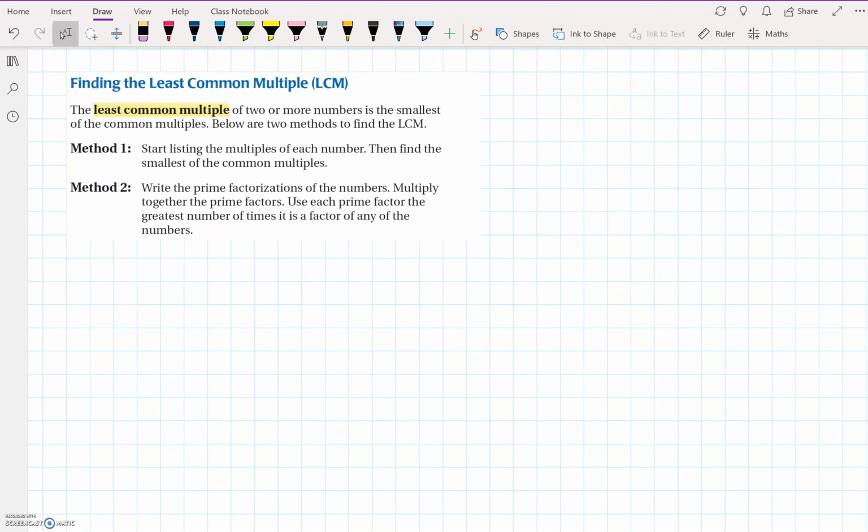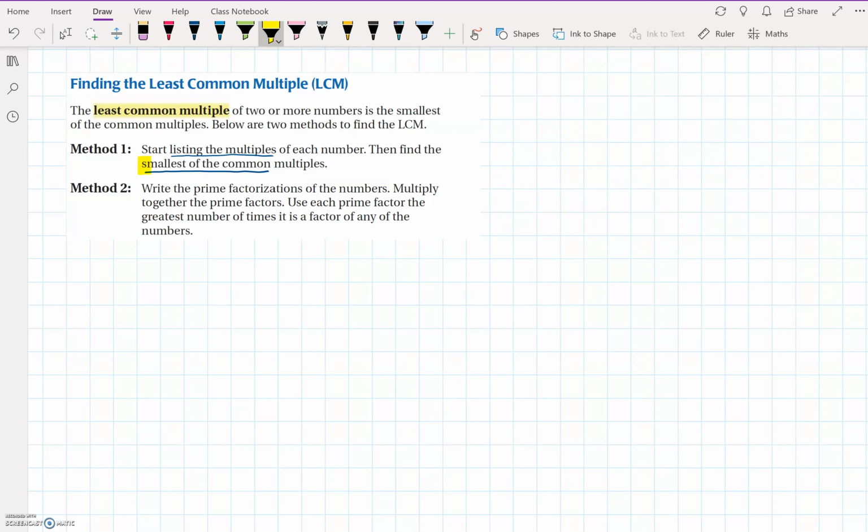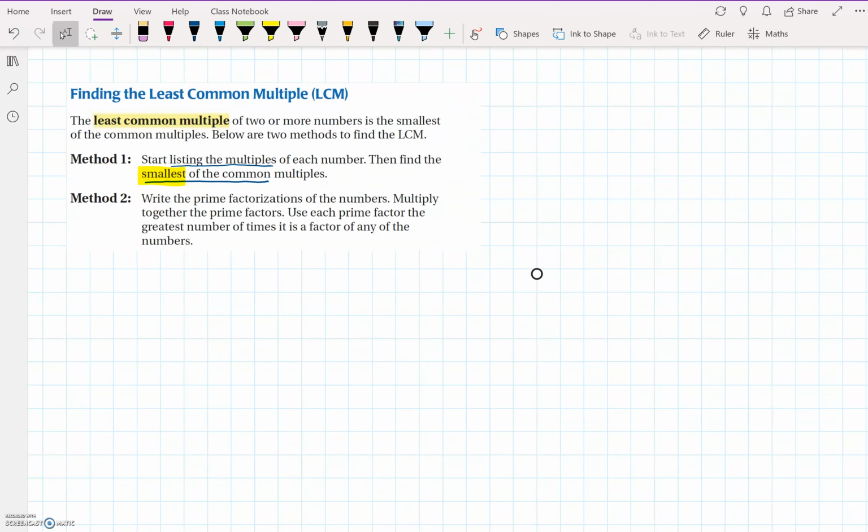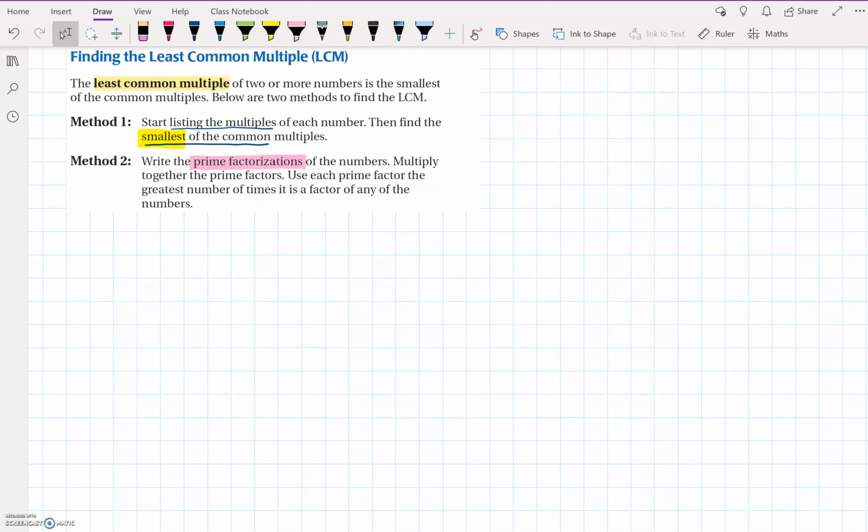So let's look at the quick methods by review. Just now what we did was we found the least common multiple by listing all the multiples of the two numbers, and we found whichever one they had in common that was also the smallest. That method didn't take us too long, but what's going to be even faster is if we write out the prime factorization of the numbers. Multiply together the prime factors, using each prime factor the greatest number of times it is a factor of any of the numbers. Again, let's do an example to see what that actually means.